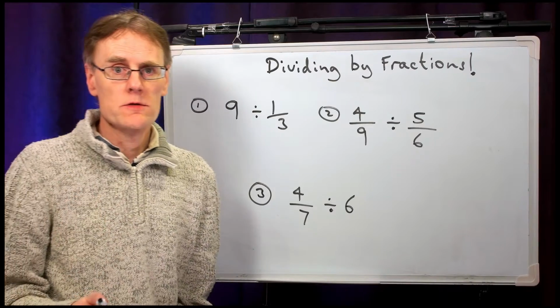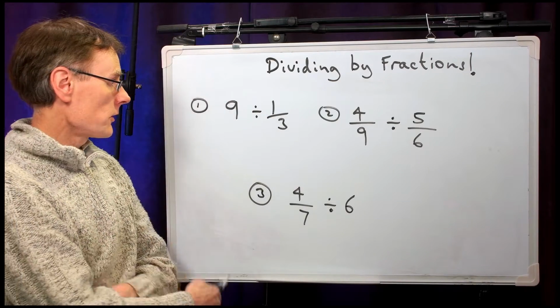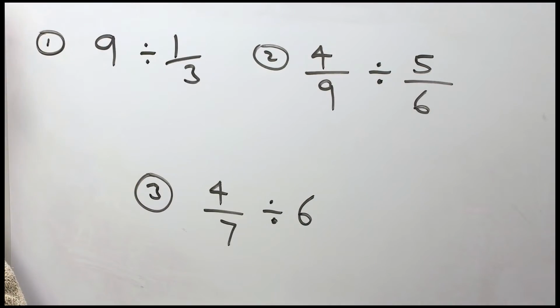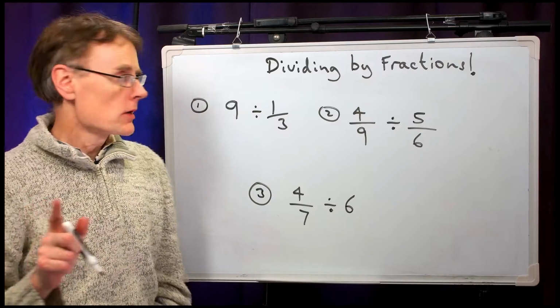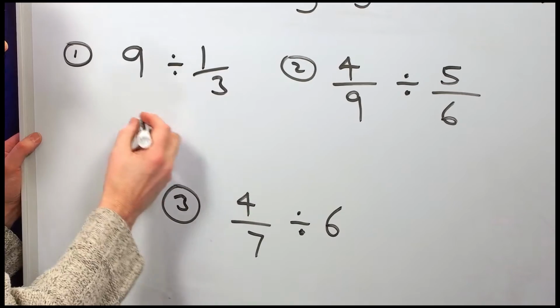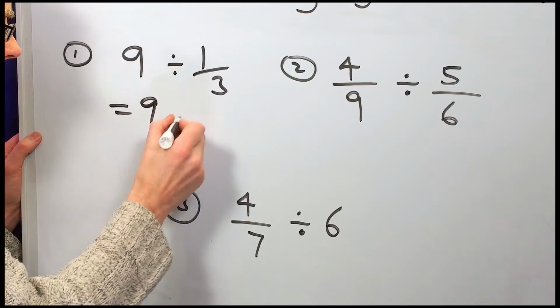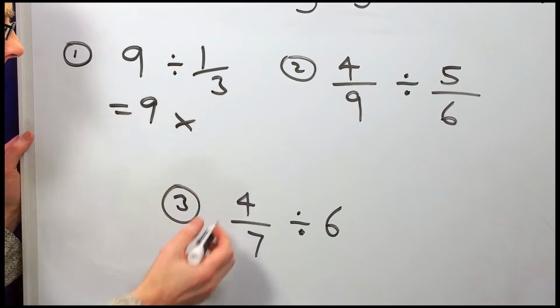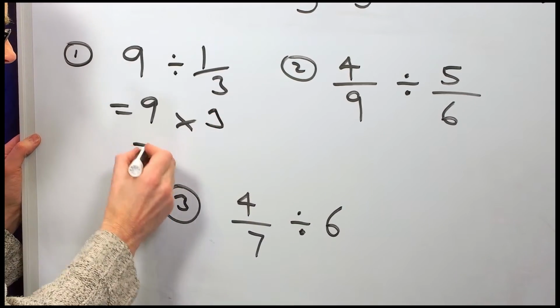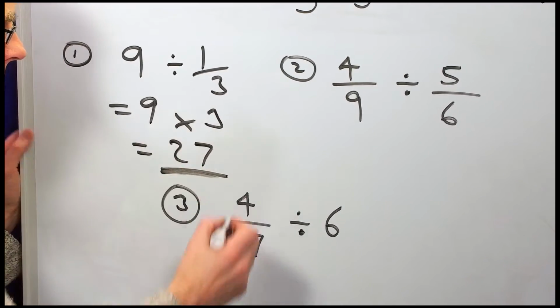Right, here are 3 questions for you. Give them a go. You'll see the answers in a second. Okay, so number 1. 9 divided by a third is the same as 9 times, the reciprocal of a third is 3. 3 9s are 27.